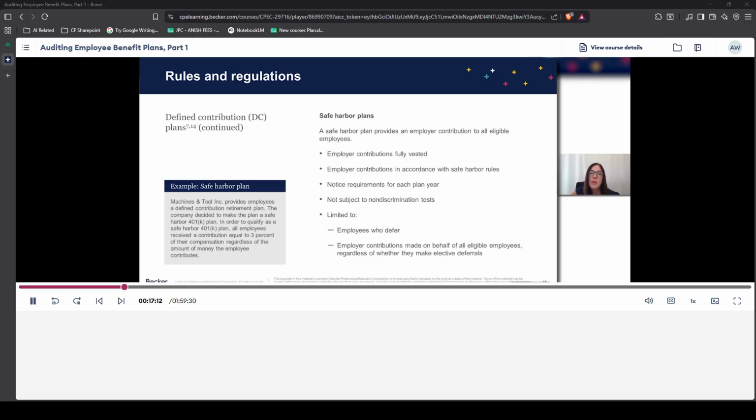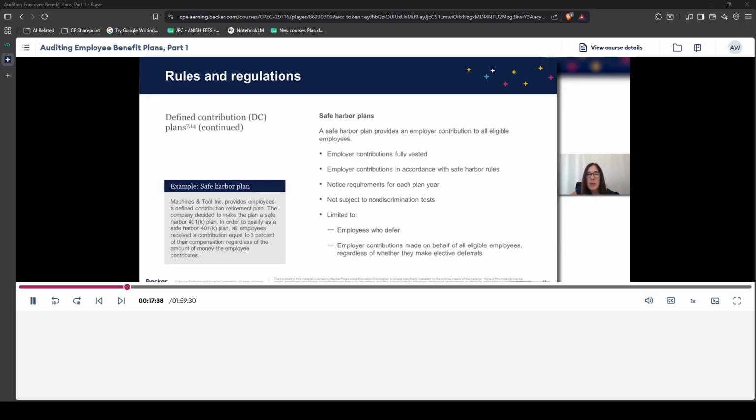Now, the plan sponsor will have the option when it comes to adopting the safe harbor requirements to elect to contribute only to those employees who defer, or the employer contribution can be made on behalf of all eligible employees, regardless of whether or not they make elective deferrals.